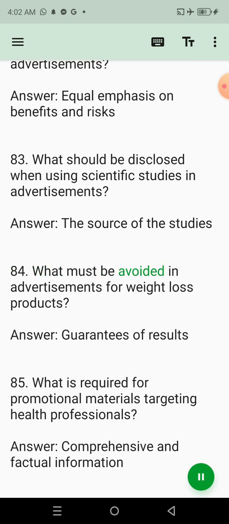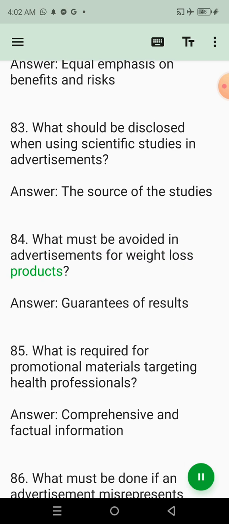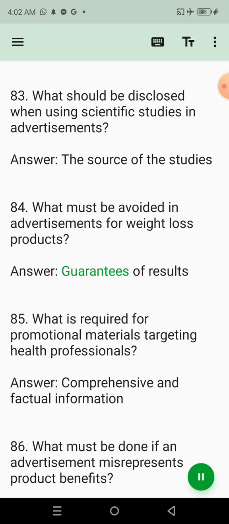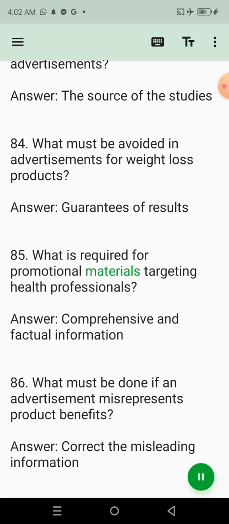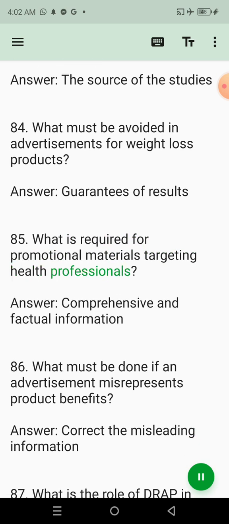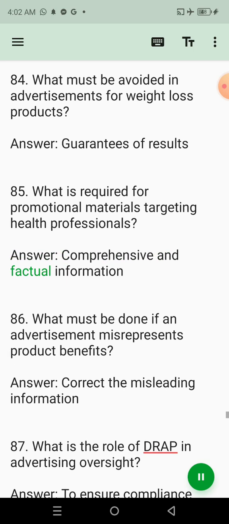84. What must be avoided in advertisements for weight loss products? Answer. Guarantees of results. 85. What is required for promotional materials targeting health professionals? Answer. Comprehensive and factual information.